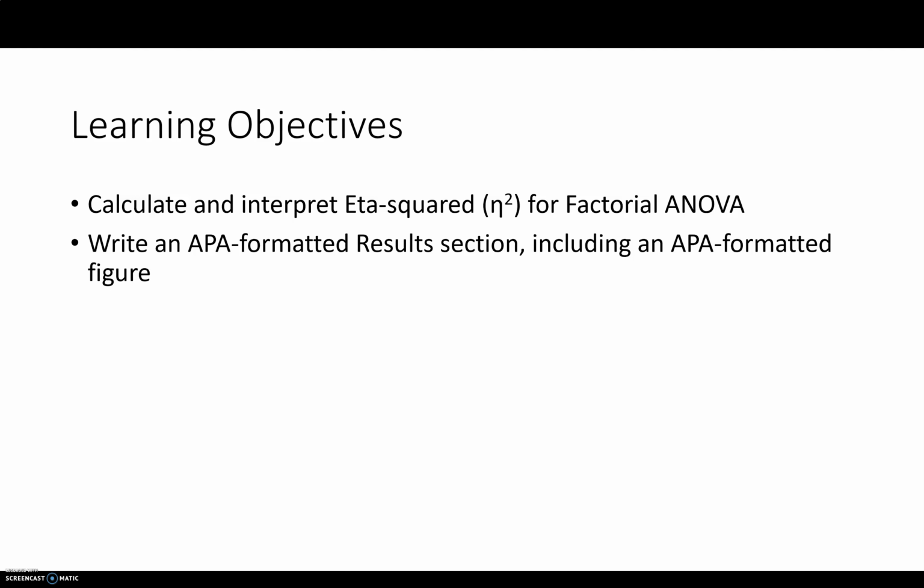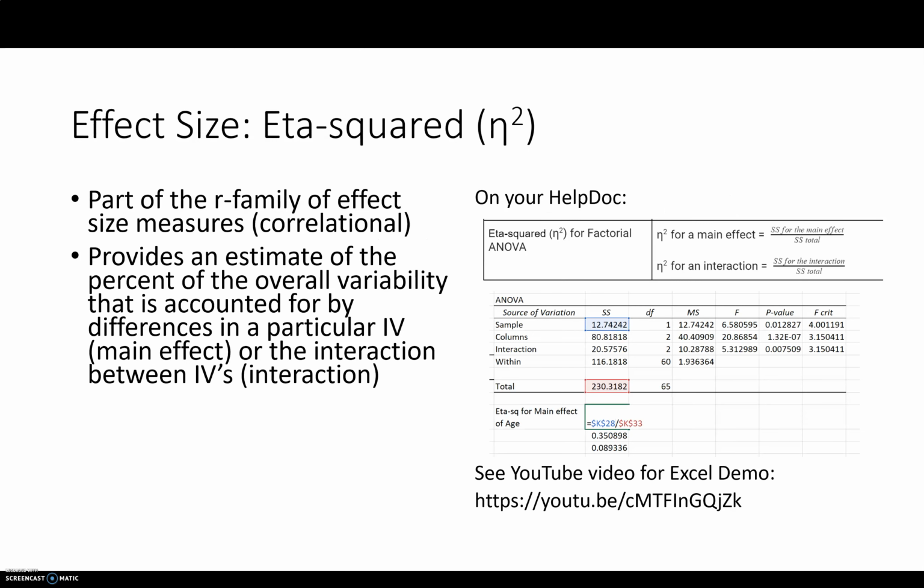And then we'll talk about APA formatted results sections, which is mostly review, but we'll talk about them specifically for factorial designs, and then also APA formatted figures. Talk about some more specifics for how to format figures according to APA style. So first, eta squared.